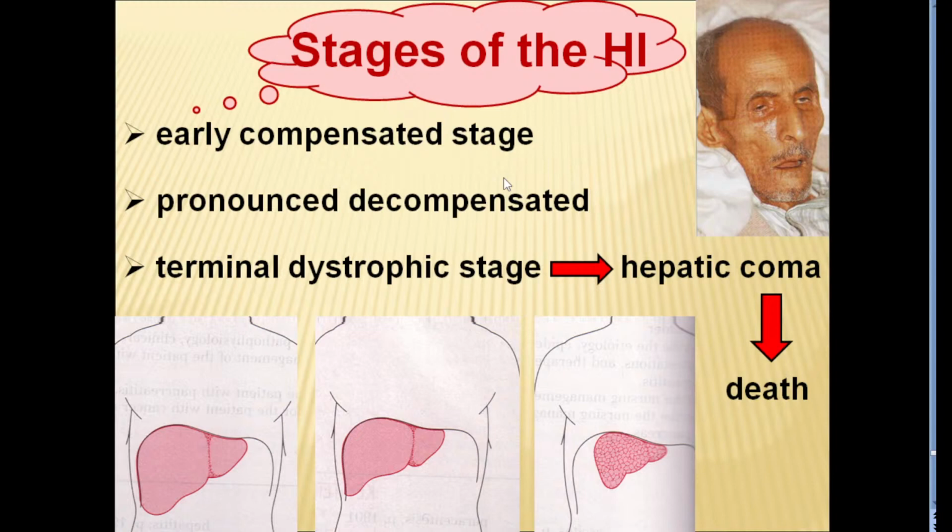We can send our patient for liver transplantation in the period of pronounced decompensation, because in the terminal period we cannot use this method, as the condition of the patient is a contraindication to any surgical manipulation.